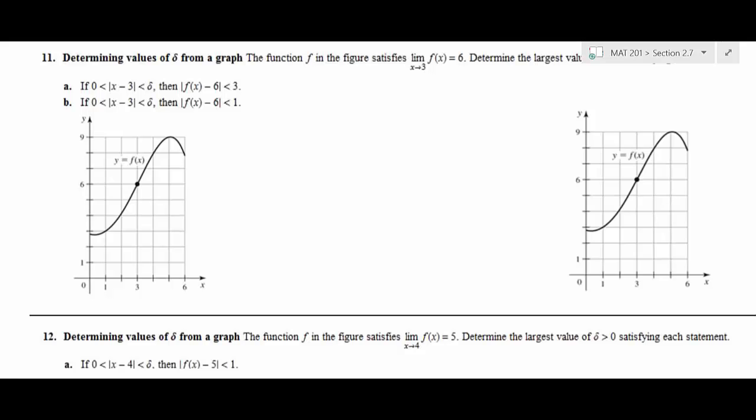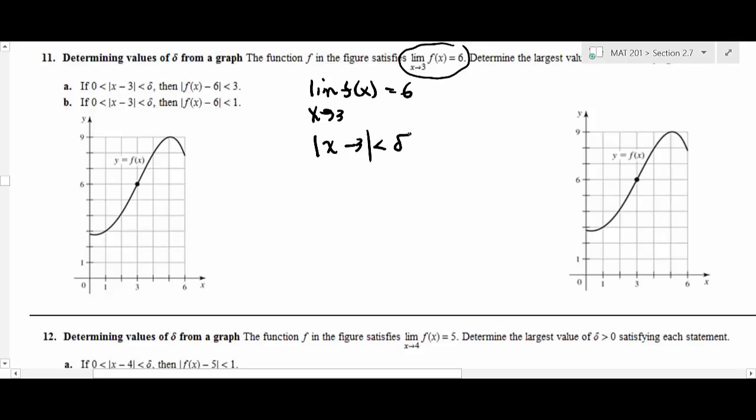Okay, so let's see how we did here. This time I've given you this expression, giving you the value of the limit. So we have the limit of f of x as x goes to 3 is equal to 6. Again, the distance between x and 3 is going to be between 0 and delta, and then the distance between f of x and the value of the limit, 6, is going to be less than epsilon.